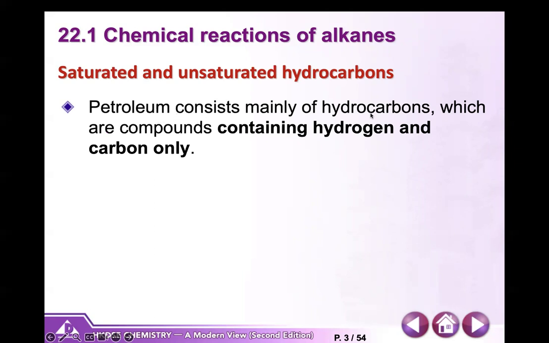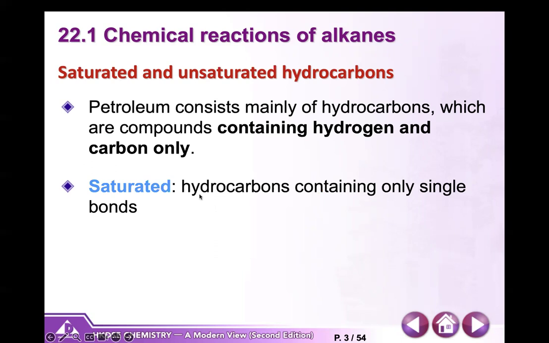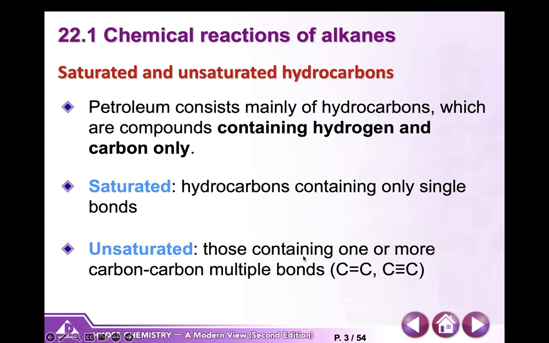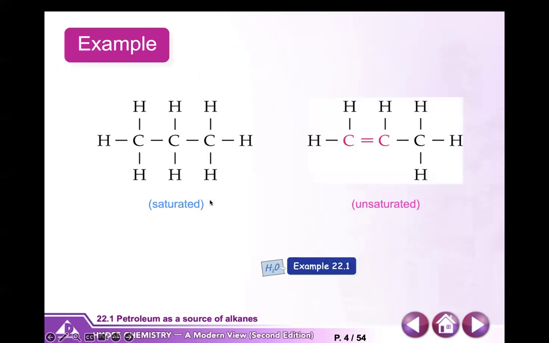Petroleum mainly consists of hydrocarbons, that is, containing hydrogen and carbon atoms, while it can be distinguished into saturated or unsaturated. The saturated ones contain only single bonds, while the unsaturated ones contain one or more carbon-carbon double bonds or carbon-carbon triple bonds. So these are the examples for the saturated and the unsaturated hydrocarbons. Saturated hydrocarbons we name alkanes, while unsaturated ones we name alkenes.